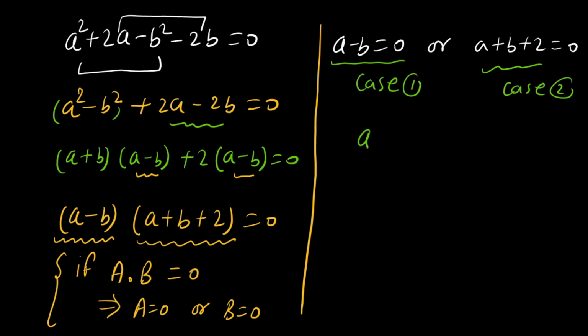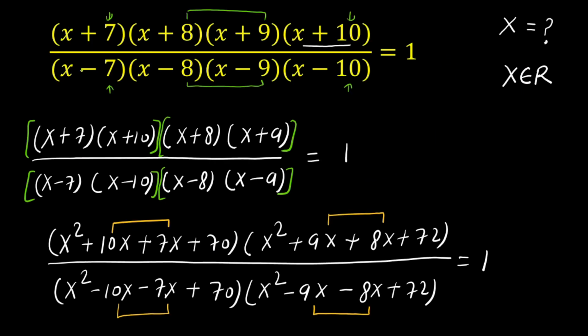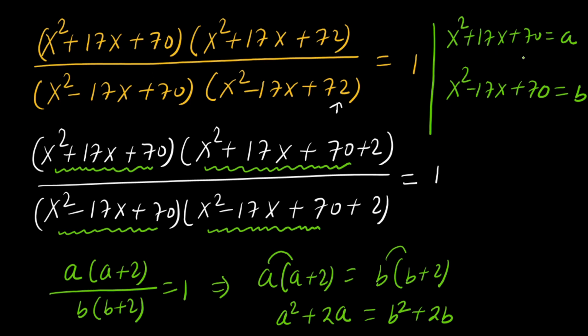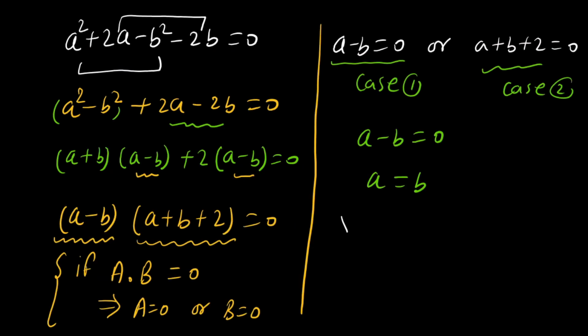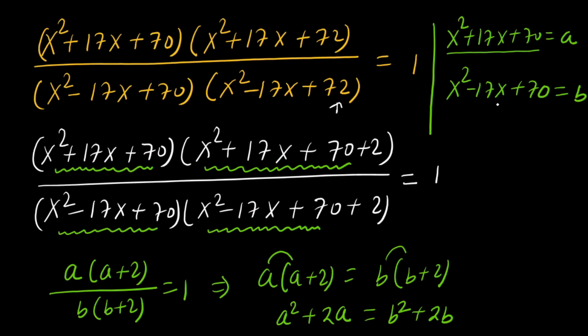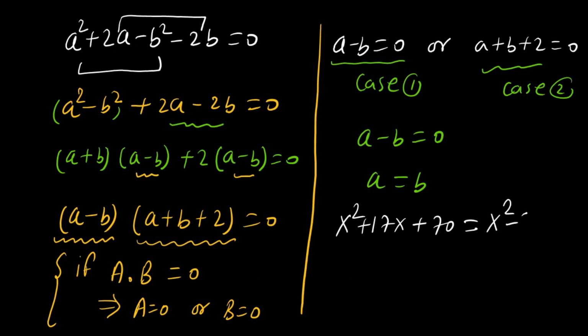Case first is A minus B equals 0. Here we can say A equals B, and we know that the value of A is x square plus 17x plus 70. Sorry, this is the value of A. So here A is x square plus 17 times x plus 70, and this equals B. The value of B is x square minus 17x plus 70.